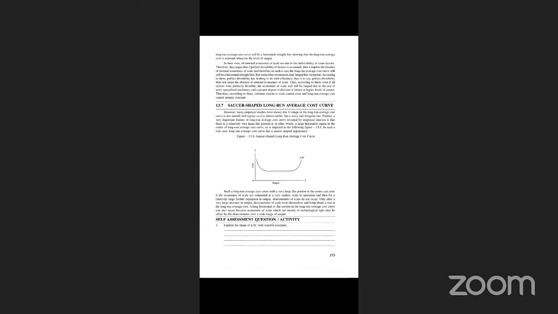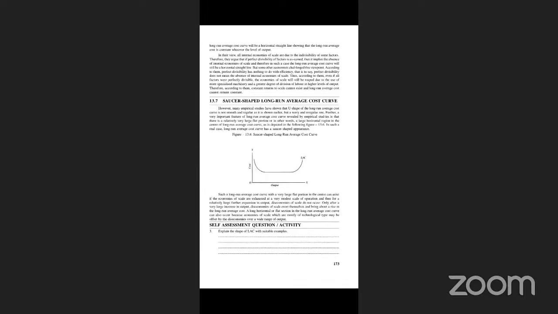And there is another type, which is the saucer-shaped long-run average cost curve. This is a long-run average cost curve with a very large flat portion, where the economies of scale are exhausted. Okay. And here in the long run, a horizontal or flat section is created. This emerged because of economies of scale, which are mostly because of technology type.